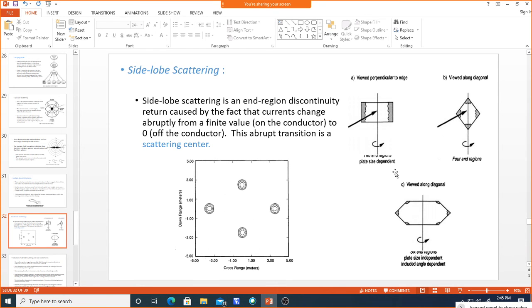Because the room will be having two directions, one is down range and one is cross range. Cross range means exactly parallel to the radar viewing system, okay. And down range is exactly perpendicular to that, along the incident direction and exactly opposite to that. With respect to the down range and cross range, the side lobes are produced by these plates. Even viewing along the diagonal, it will produce different scattering regions. So side lobe scattering will be produced.